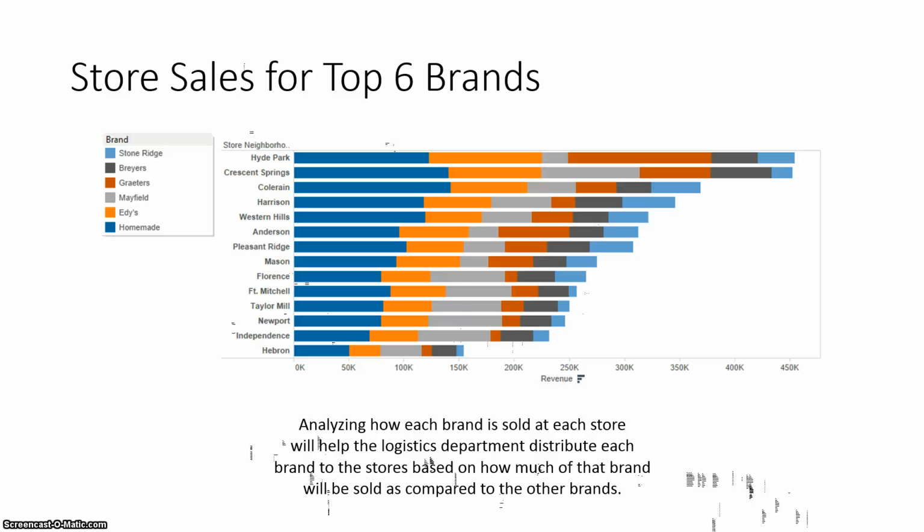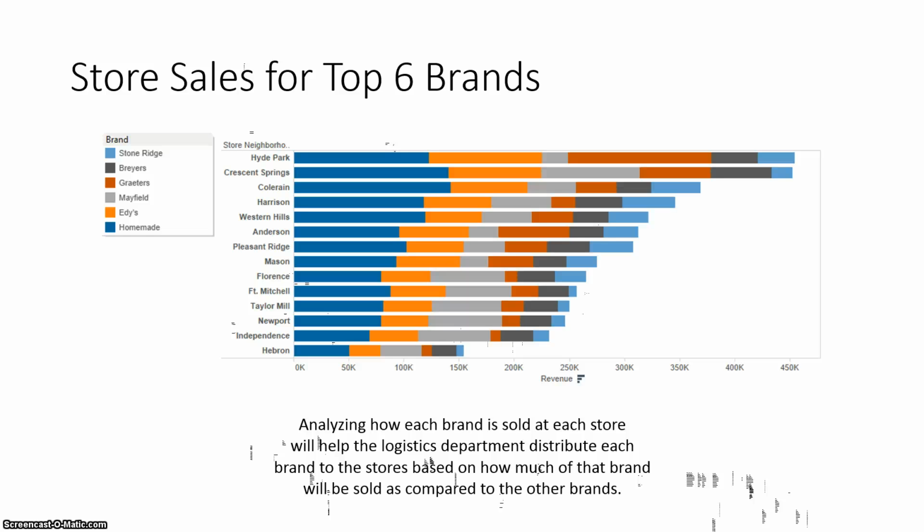However, Hyde Park has a much greater percentage of Graeter's, while Crescent Springs has a much greater percentage of Mayfield. We probably want to take this as a sign that we want to push more Graeter's toward Hyde Park and replace Mayfield with that Graeter's. This way we can send the Mayfield to the Crescent Springs in order to maximize what inventory we have there, so we're not running out of Mayfield in the Crescent Springs store.